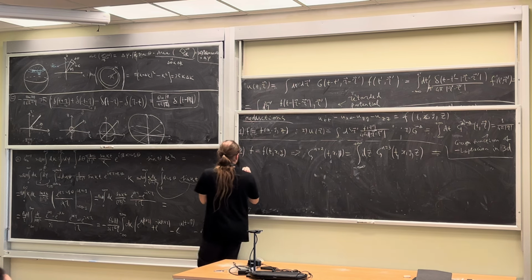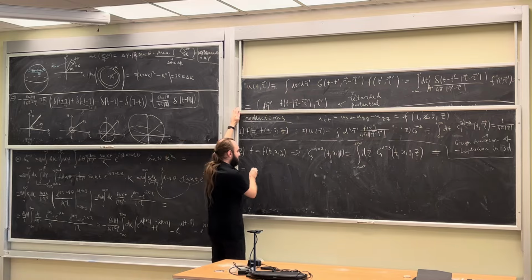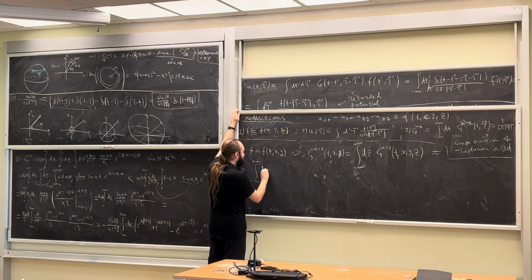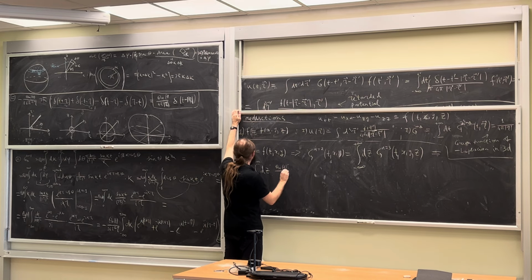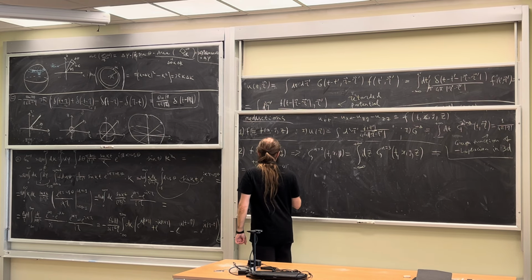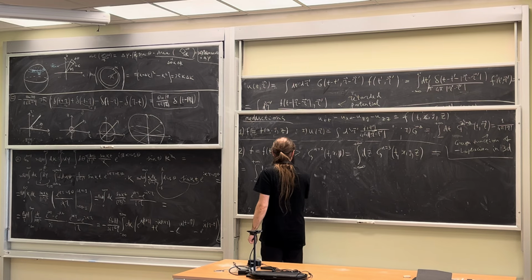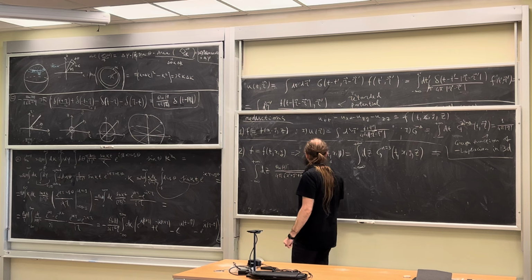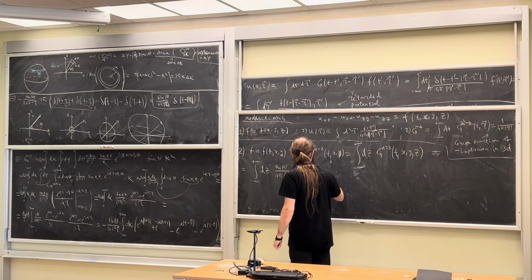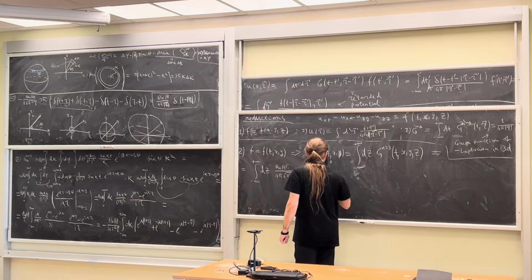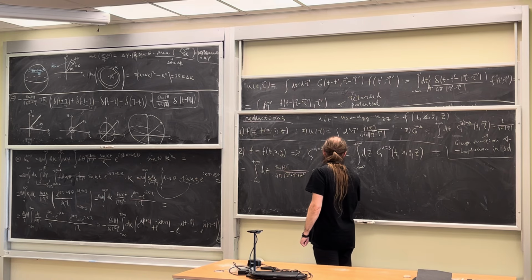So this Green function is the integral from minus infinity to plus infinity dz of theta of t over 4 pi square root of x squared plus y squared plus z squared, times delta of t minus square root of x squared plus y squared plus z squared.